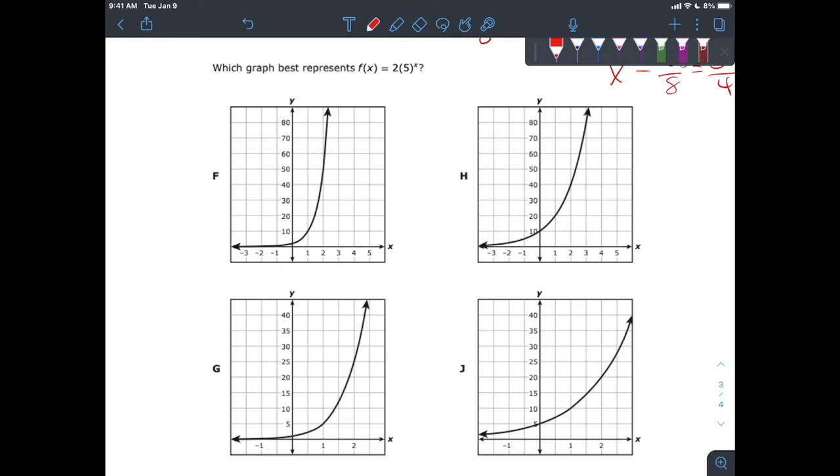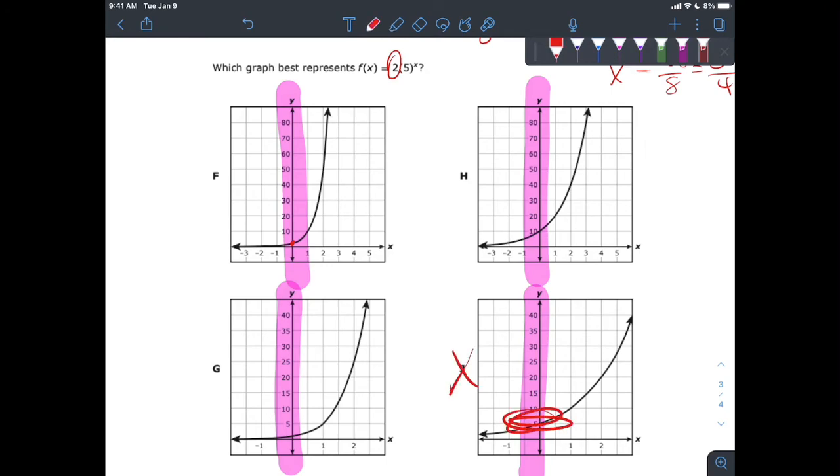Well, first thing, this is going to be my y-intercept, so it should be over here on my y-axis. It should be touching at approximately 2. This guy is definitely not. That guy's not. So this one maybe, this one maybe. My next point should be located at x equals 1. 2 times 5 is 10. So x equals 1 should be here. Not it. It's 1. There we go. My graph is F.